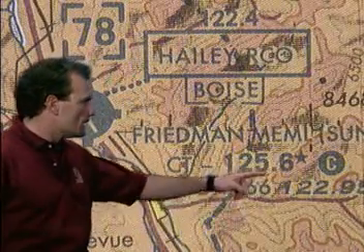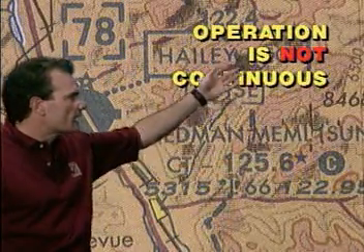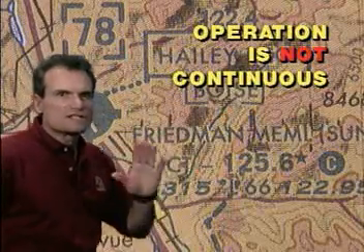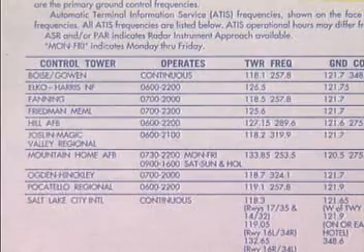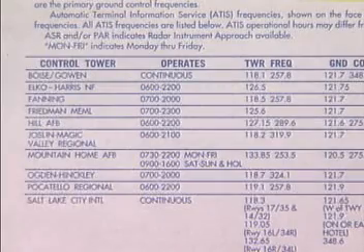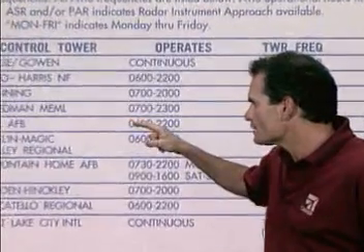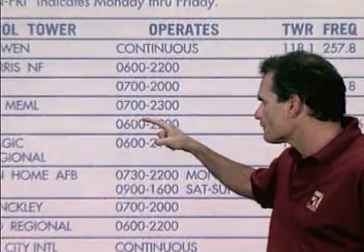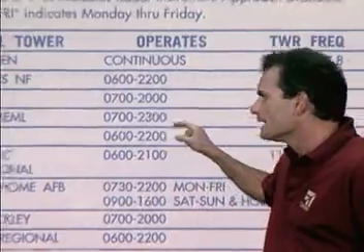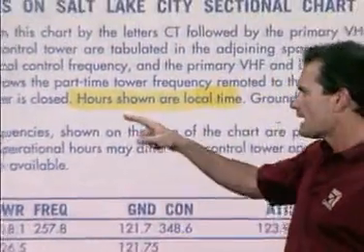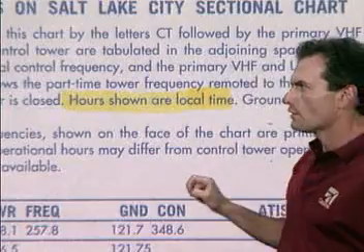Now that little star tells you that the operation of the control tower is not continuous. So it's not open 24 hours. It's not Denny's control tower. To find out the operating hours, you look at the legend on the chart or in an airport facility directory. In this case, we'll look at the control tower frequencies legend on the chart. And here it shows that the tower, here's Freedman Memorial, is in operation between the hours of 0700 and 2300. And this is in local time, as it says right here. Hours shown are local time.